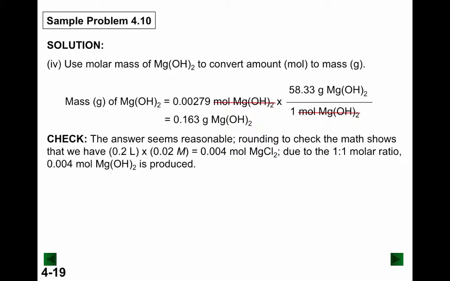And finally, we are done. Here are the number of grams of magnesium hydroxide that can be formed from the magnesium chloride solution. Were you able to come up with the correct answer? Again, if yes, great job. If no, and you cannot figure out where you went off track, please let me know so that I can help you.